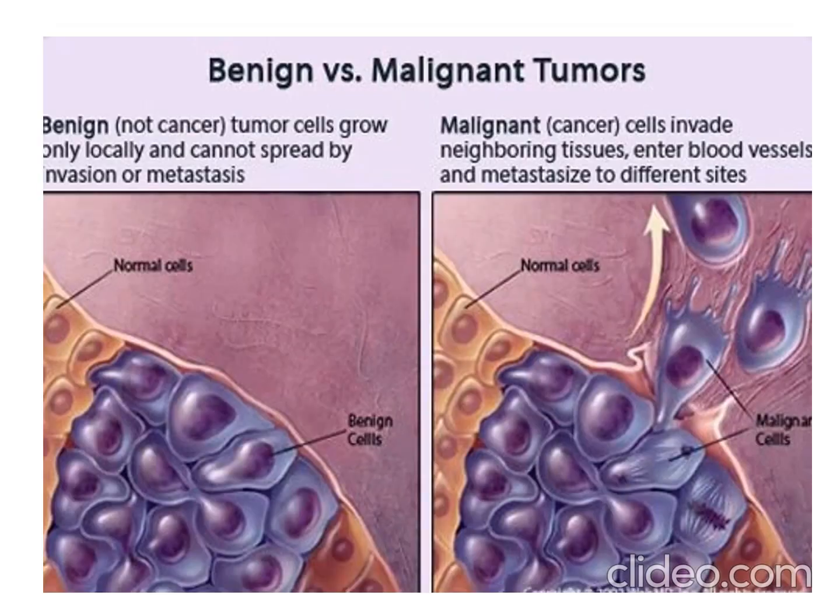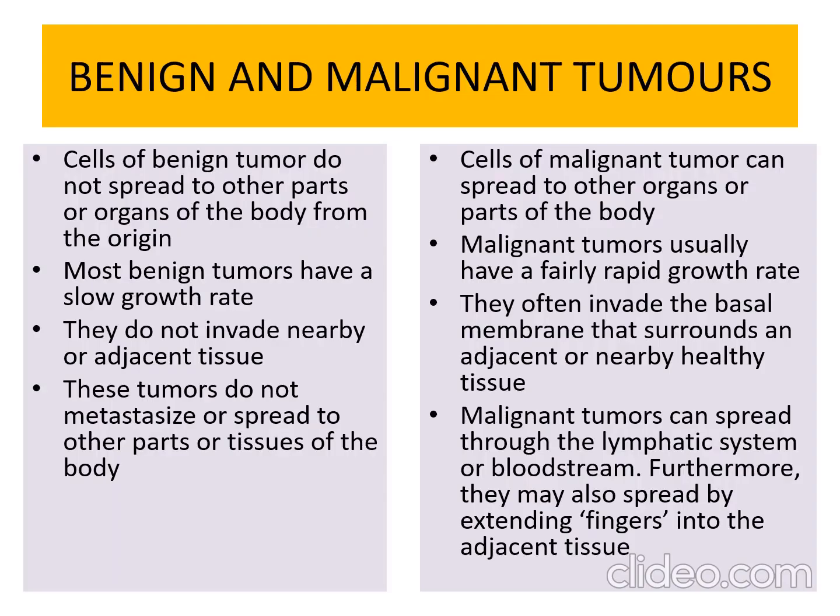So we have two types of tumors, benign and malignant tumors. Benign tumors are non-cancerous, whereas malignant tumors are cancerous. Benign tumors cannot spread by metastasis or invasion, whereas malignant tumors spread through the lymphatics or the blood vessels to other sites. So we can differentiate the benign and malignant tumors.